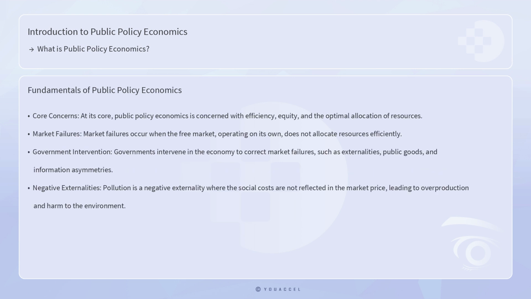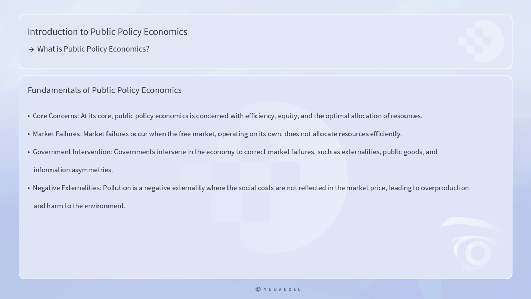At its core, public policy economics is concerned with efficiency, equity, and the optimal allocation of resources. Governments intervene in the economy to correct market failures, such as externalities, public goods, and information asymmetries. Market failures occur when the free market, operating on its own, does not allocate resources efficiently.